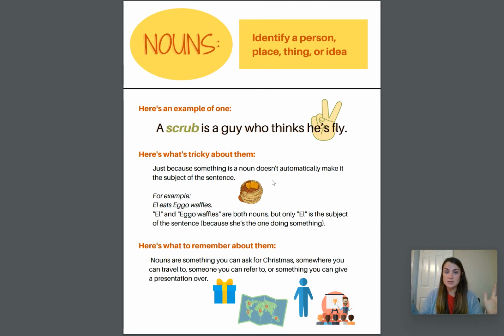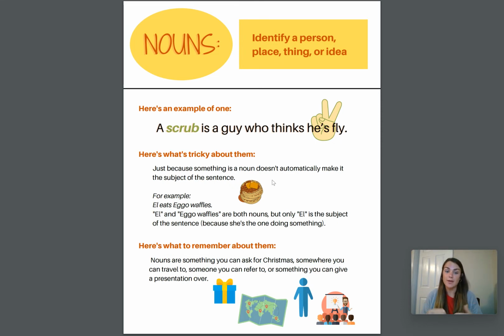You can have multiple nouns in a sentence, but figuring out which one of those nouns is the subject is a different ballgame. Figuring out who's doing something or who is feeling something, that's going to be how you figure out the subject. But noun just means it's a word that identifies a person, place, thing, or idea.